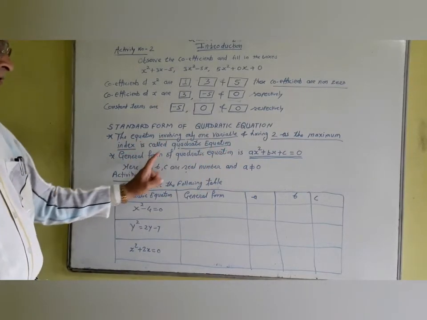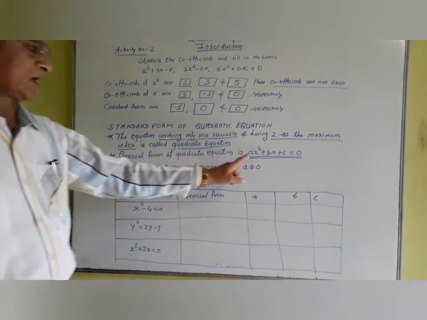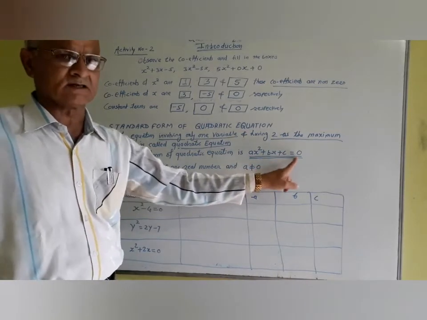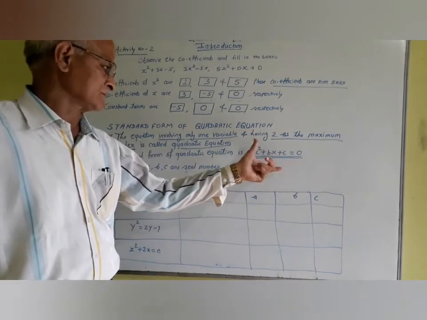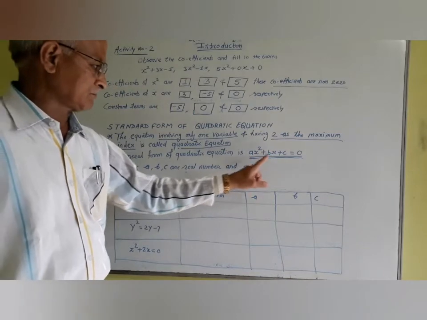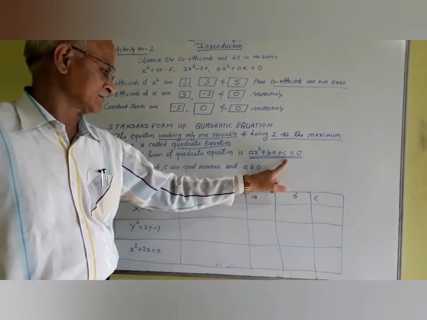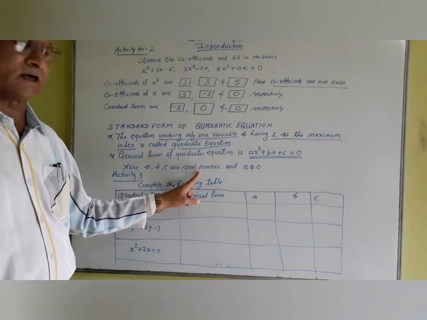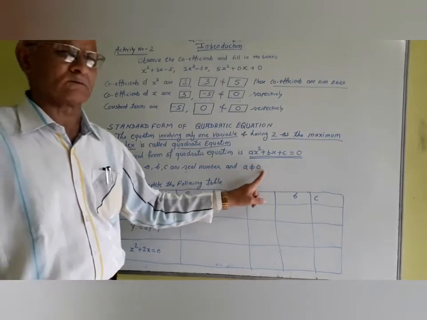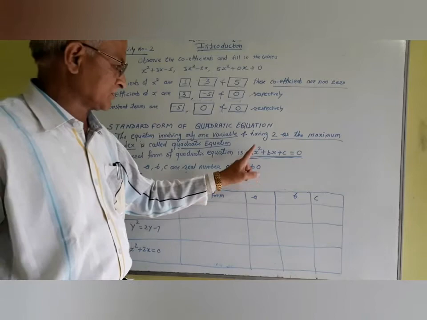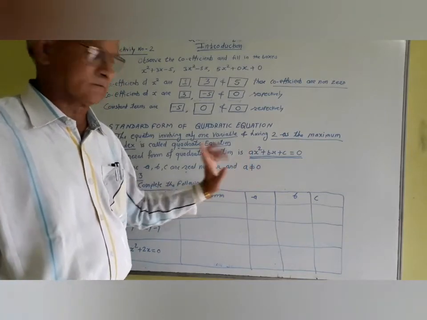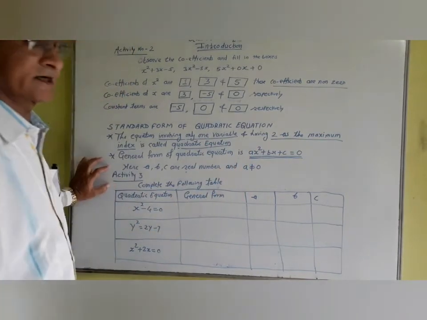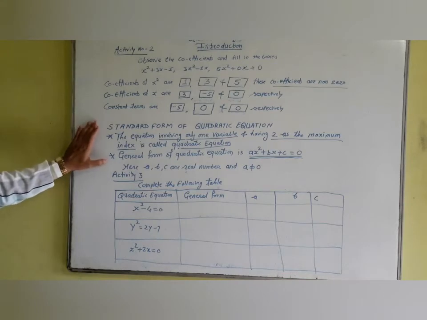The general form of a quadratic equation is ax² + bx + c = 0. This is the general form. In this general form, a, b, c are the coefficients. a, b, c are real numbers and a is not equal to 0, meaning the coefficient of x² is not equal to 0. Now we see activity number 3 from this standard form.